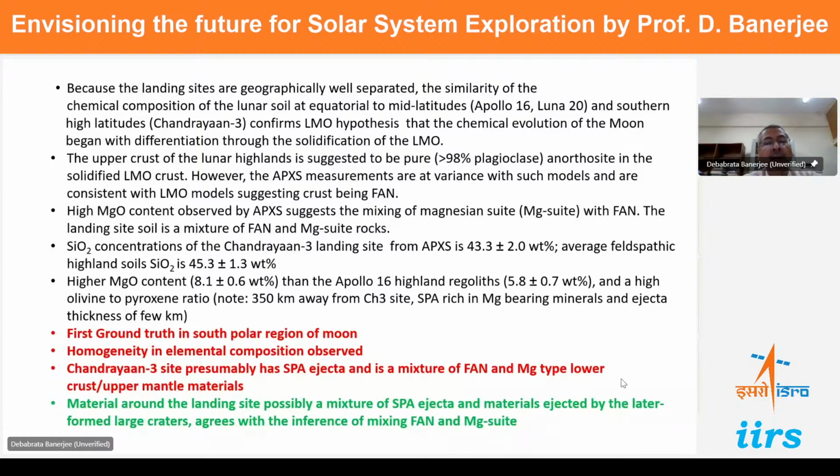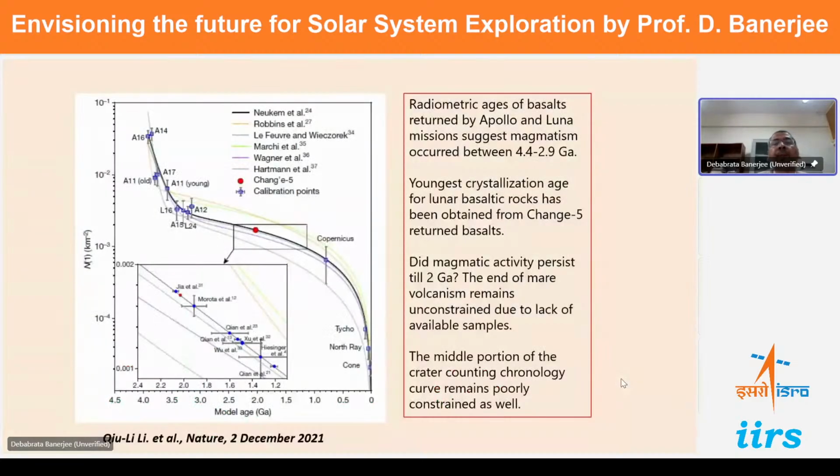So this was a very significant discovery, and material around the landing site possibly is a mixture of SPA ejecta and materials ejected by later formed craters, and this agrees with the basic ternary diagram which was shown in the paper when FAN was mixed with magnesium suite minerals.